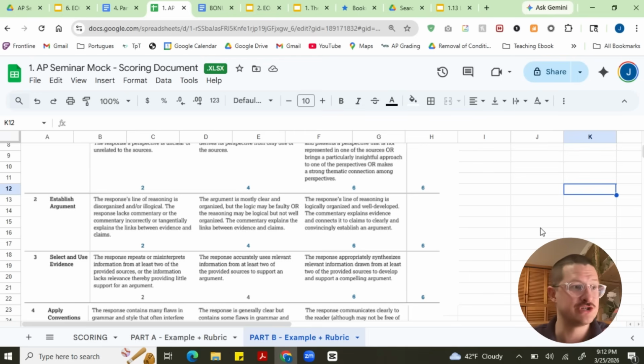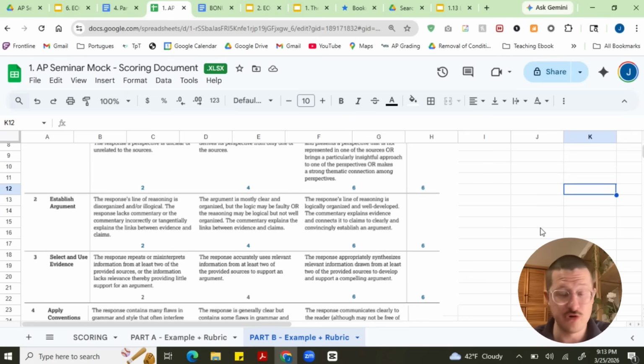All right, now a 2 is the response repeats or misinterprets the information from at least 2 of the provided sources, or the information lacks relevance, thereby providing little support for the argument. Notice that 2, 4, and 6 all say at least 2.